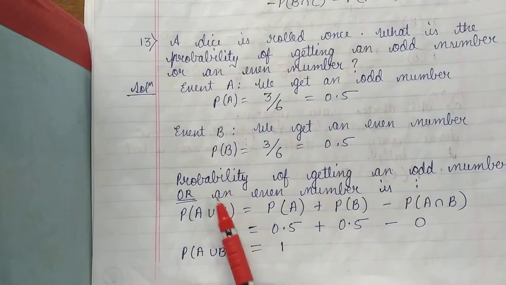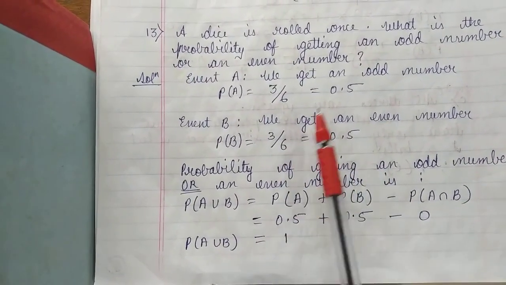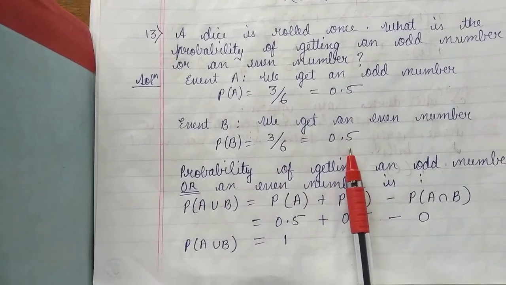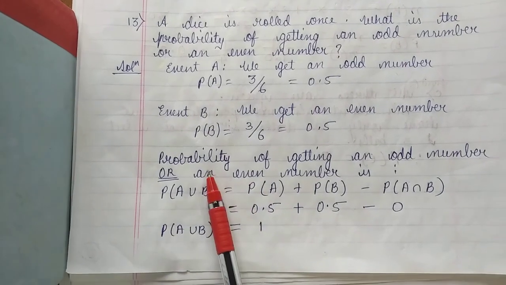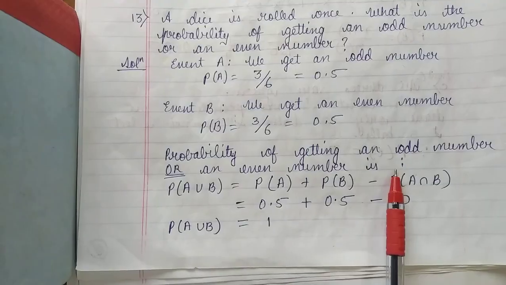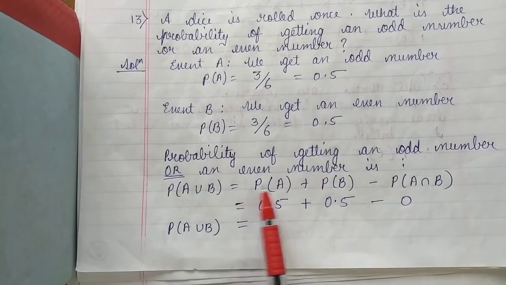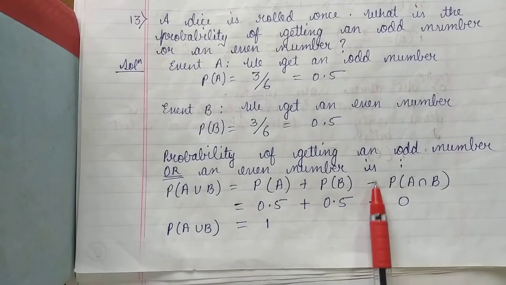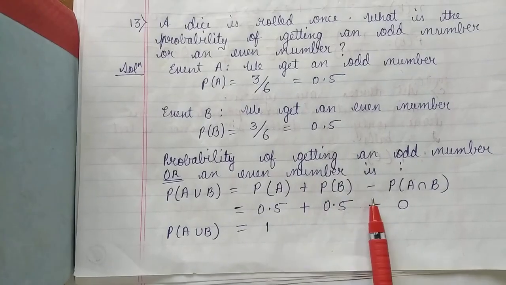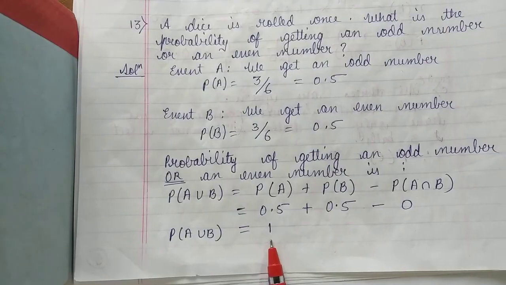Now, what is the probability of getting an odd number? 0.5. What is the probability of getting an even number? 0.5. Let us use the addition theorem. Probability of getting an odd number or an even number, "or" means you have to use the addition theorem. So probability of A union B is equal to probability of A plus probability of B minus probability of A intersection B, which is equal to 0.5 plus 0.5 minus 0. If you use a calculator, you will get 1.